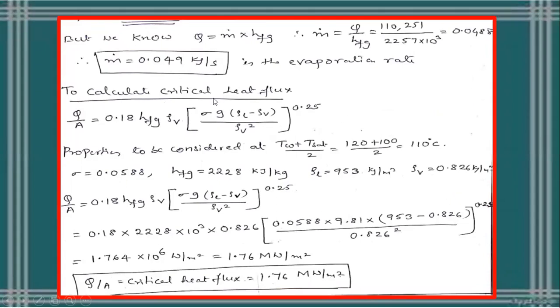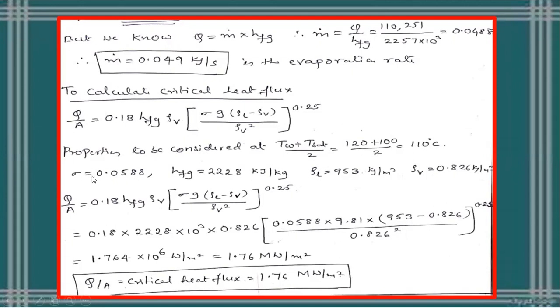Next, to calculate the critical heat flux, go to the next formula just below the nucleate heat flux formula. Substitute here. But here we need to take the properties at (T wall plus T saturated) by 2. We need to get the average value of the temperature. So at 110 degrees centigrade, you need to go to the property table again at 110 degrees centigrade and obtain the density, the required one.